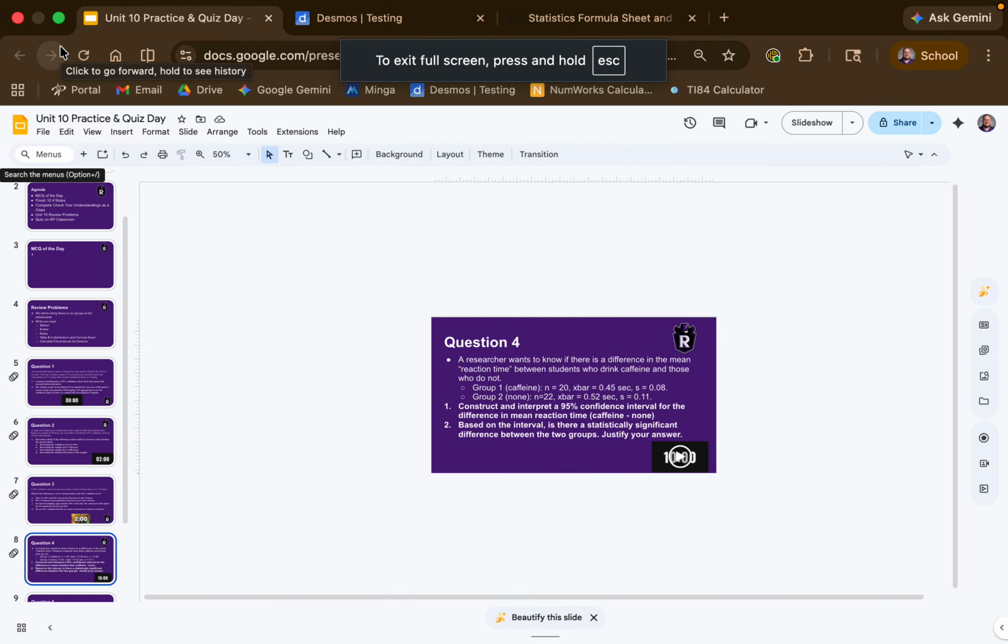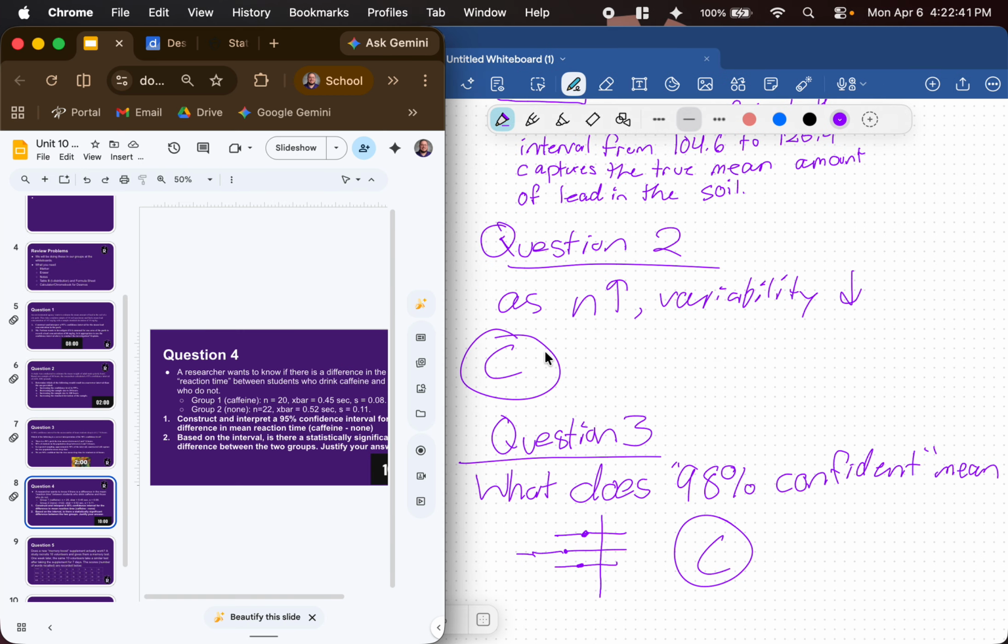A teacher or a researcher wants to know if there's a difference in the mean reaction time between students who drink caffeine and those who do not. So we get some information for group 1 and group 2. Construct and interpret a 95% confidence interval for the difference in mean reaction time. And we're told caffeine minus none. That's important here when we start labeling things.